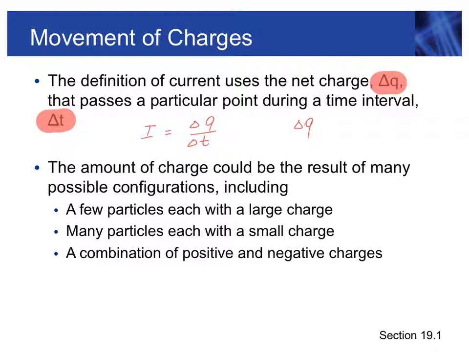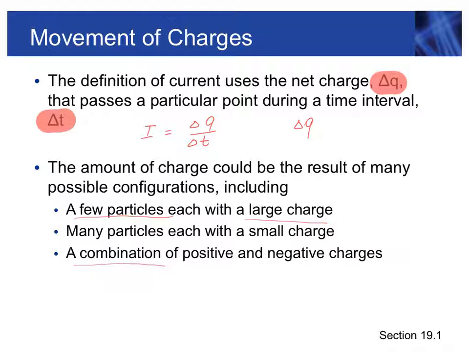For example, sometimes we can have a few particles with a very large charge. That's going to create a large current because we have a few particles moving with a very large charge. We can have many particles, positively or negatively charged, with a small charge, so we'll create the same amount of big current. We can also have a combination of positive and negative charges.